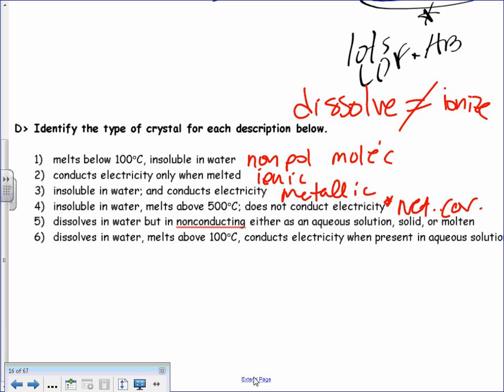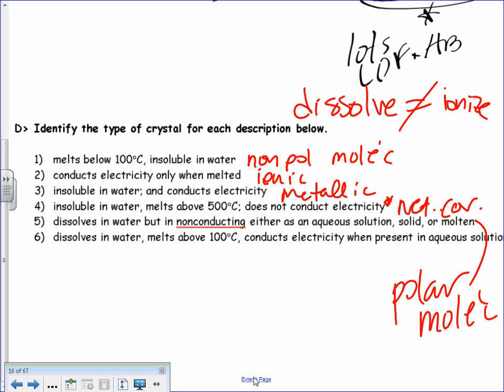Dissolves in water, not conducting, either aqueous, solid, or molten. Why polar? Polar. Like dissolves like. Okay, so polar molecule, and then why is it molecular though? What characteristics say that? We know that dissolves in water is the polar part. Non-conductive in any form, shape, or way. So that's why it has to be molecular.